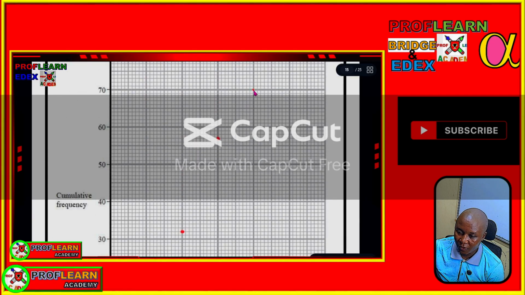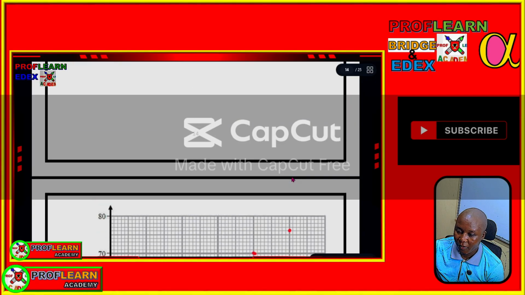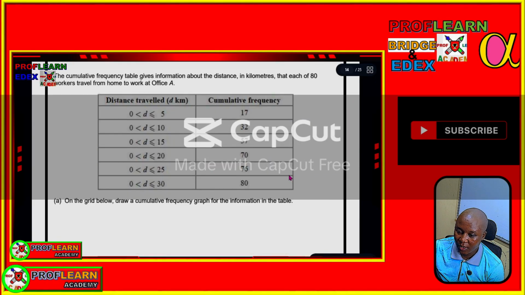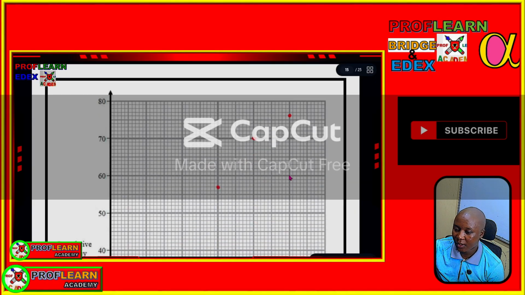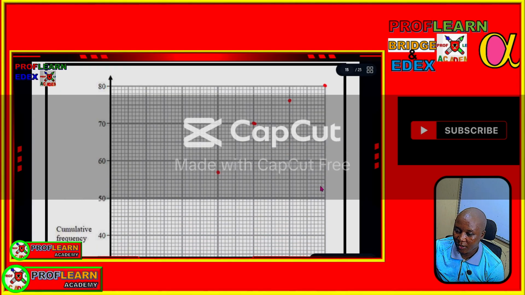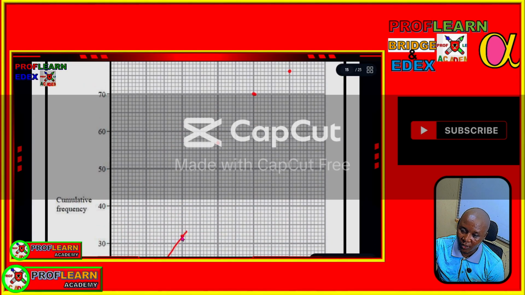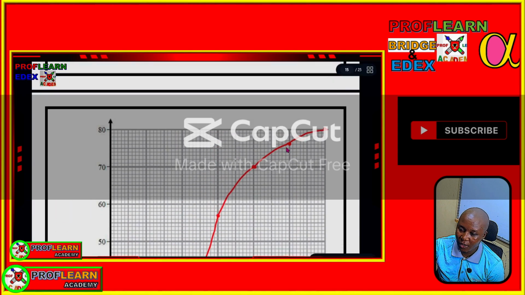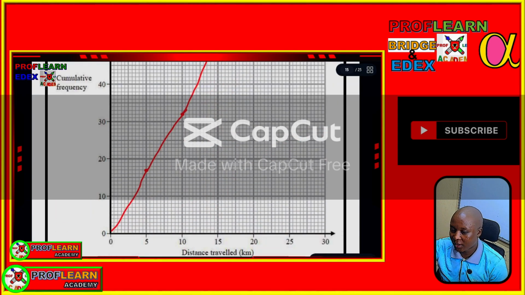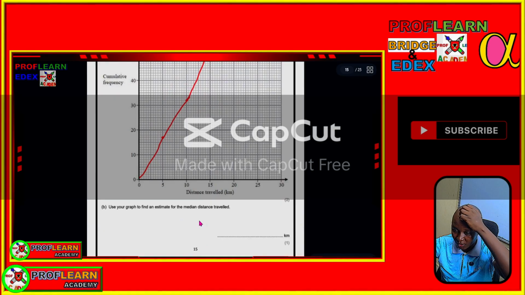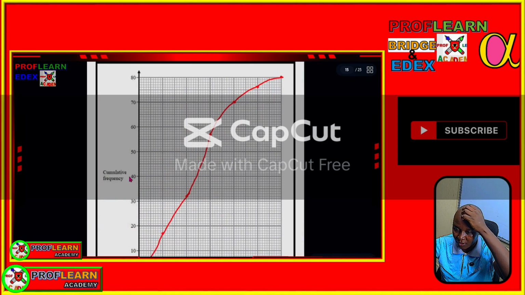Then we have all the way to 70. And the last one is 30. We move up to 80. Then from here, we can draw a curve like that. And that becomes our cumulative frequency curve. Let me just zoom it so that we can see how that curve looks.